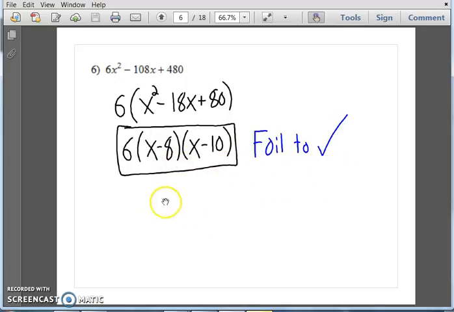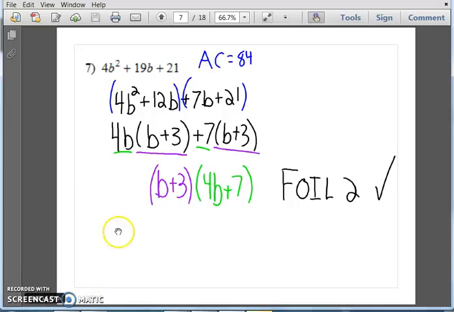Forward to check. Now remember, you can't just remove the 6. It's sitting out in front going, don't you forget to write me, otherwise it'll be wrong. So don't forget about that particular 6 there when you're factoring.